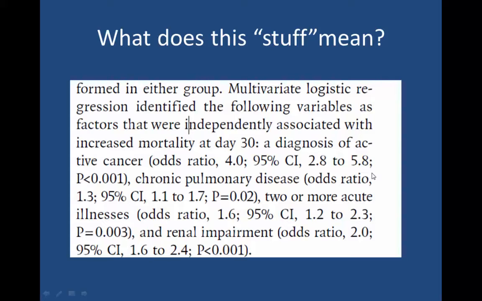So what does odds ratio mean, and what was my interpretation? It's the probability that an event will happen, an outcome will happen, in this case, death at 30 days, after having some sort of exposure, either diagnosis of active cancer in this study, or chronic pulmonary disease, or illness. What does it mean? If you had any of these diagnoses, your chance of dying was higher than those in the control group, and that would be it.